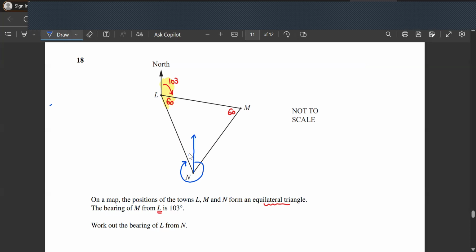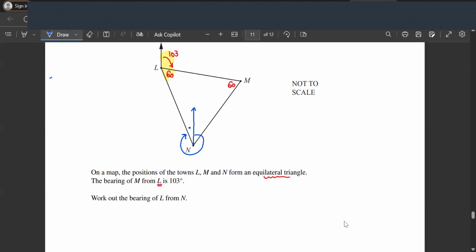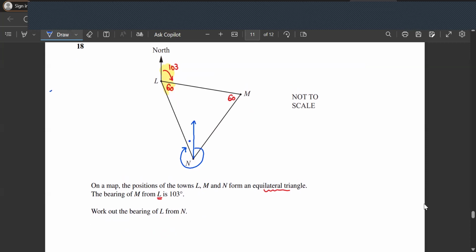Or you can directly add what? 180. We said that if it is smaller than 180, you can add 180. Okay? So if you add 180, it will be 343. You got it? Shall I say it again? Now we added both of them, equals 163. We said that if the bearing is smaller than 180, add 180 to get the other bearing directly. So 163 plus 180 equals 343.